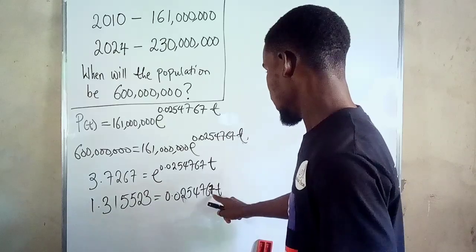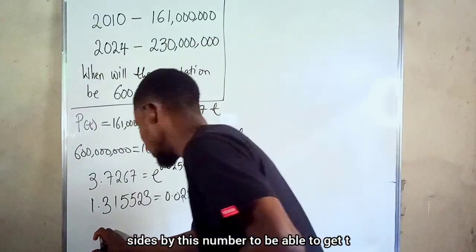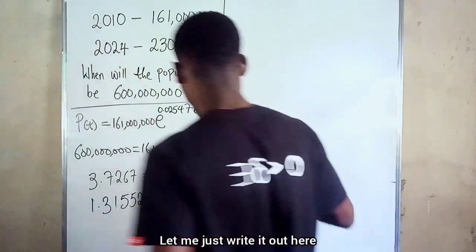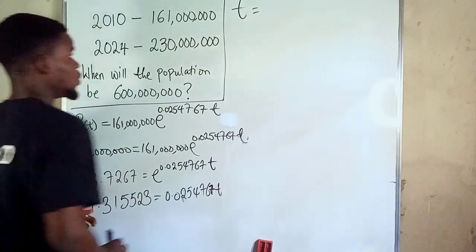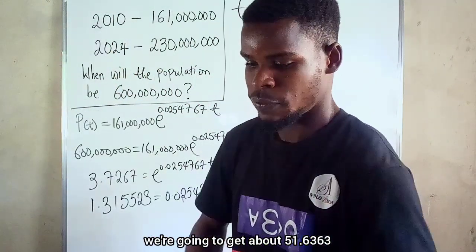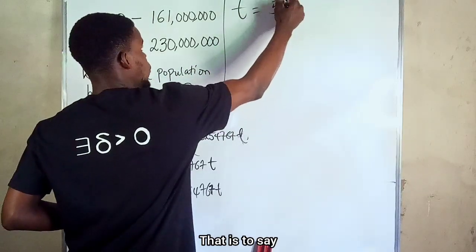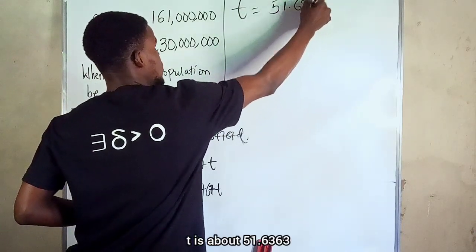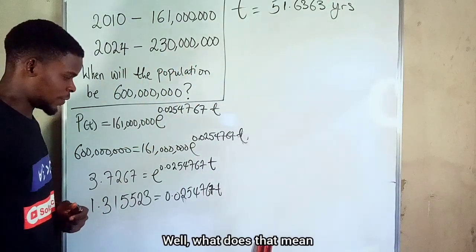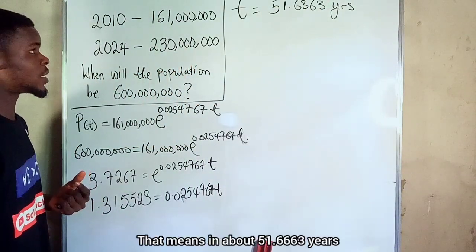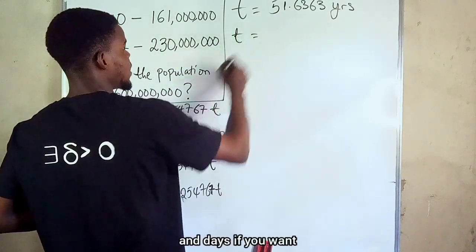Then the next thing is to divide both sides by this number to be able to get t. Let me put t on this side. We divide this number by that. When we do that, we're going to get about 51.6363. This is to say t is about 51.6363 years. What does that mean? That means in about 51.6363 years, which you can write into months and days if you want.